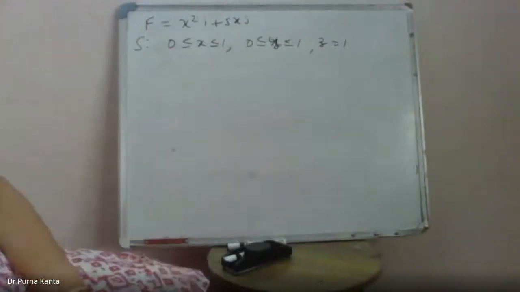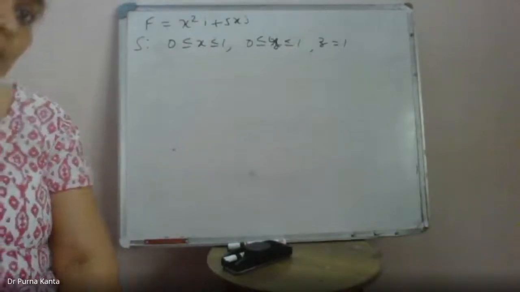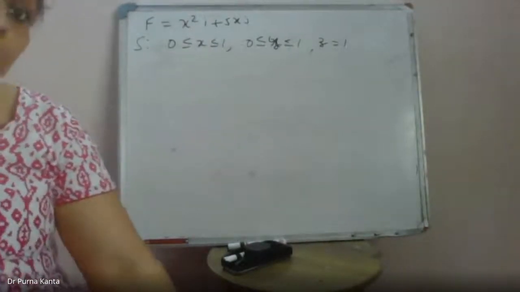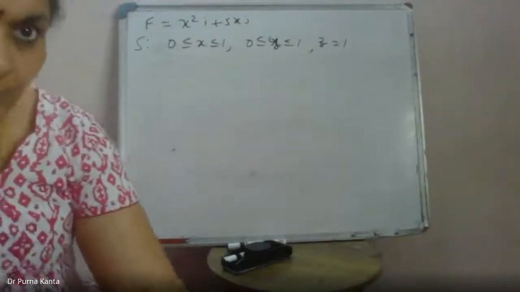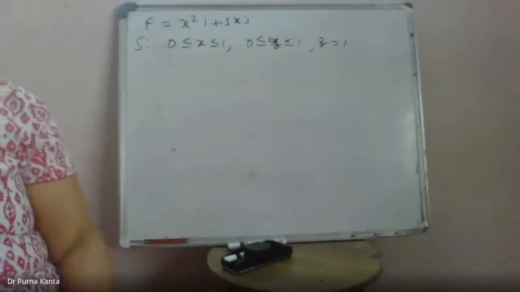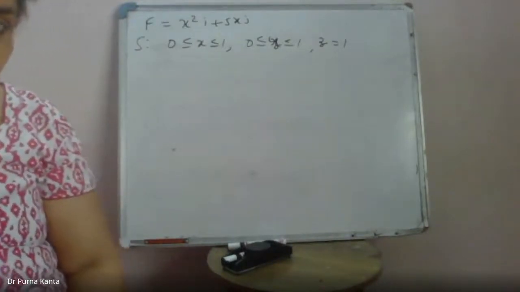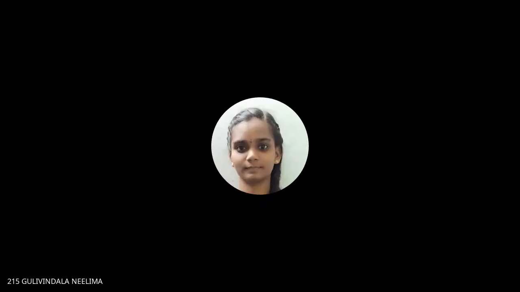So we are given the surface. First you have to understand what actually the surface is. Then we'll go with the calculation part. What did you understand by the surface? X from 0 to 1, y from 0 to 1, z equal to 1. Triangle. No.